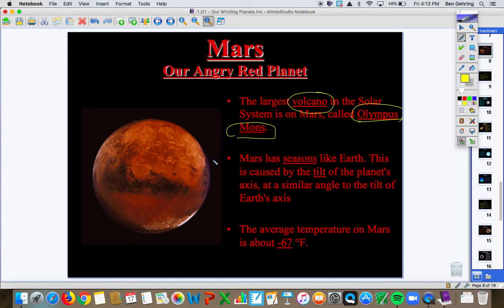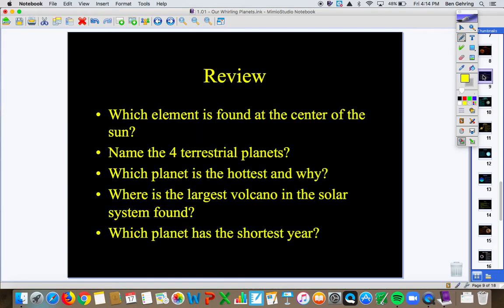Mars also has seasons because it also has a tilt, but the average temperature there is negative 67 degrees Fahrenheit because there is no atmosphere at this point in time. So that is an issue with going to Mars. If we want to live on Mars and colonize Mars, we need to create an atmosphere to increase that temperature.